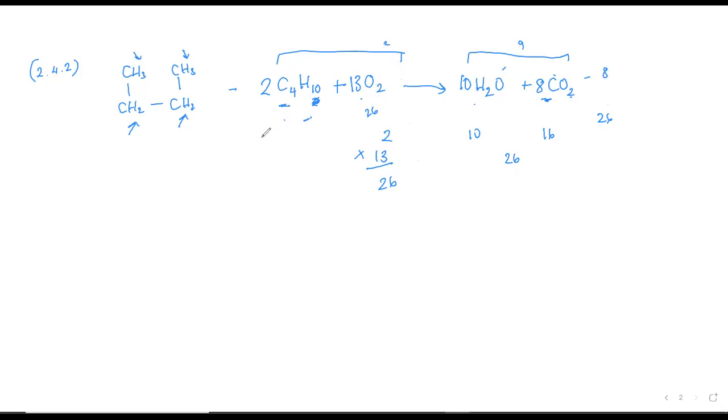The number of carbons. So we have our carbons, we have our 8 carbons. We have our hydrogens, we have our 20 hydrogens. And we have our oxygens, there's 26 of them. Let's check on the right-hand side. Hydrogens, we also have 20. Oxygens, we have the 10 plus the 16, which gives us 26. And then the carbons, we have 8 carbons.